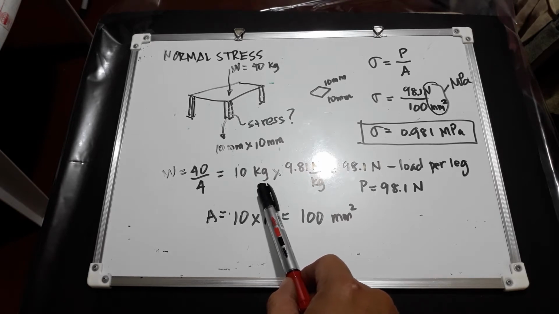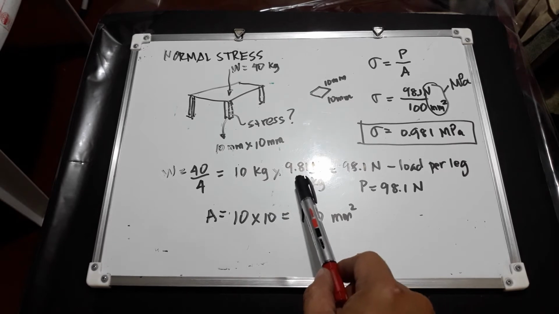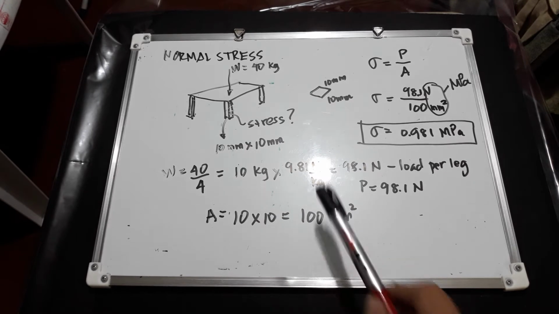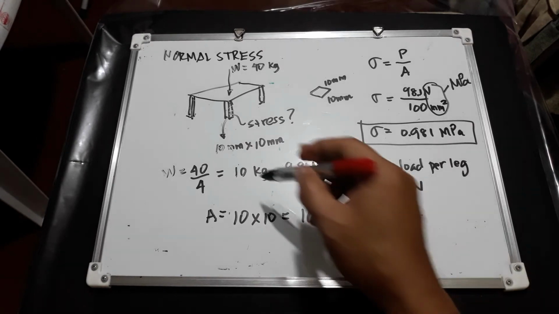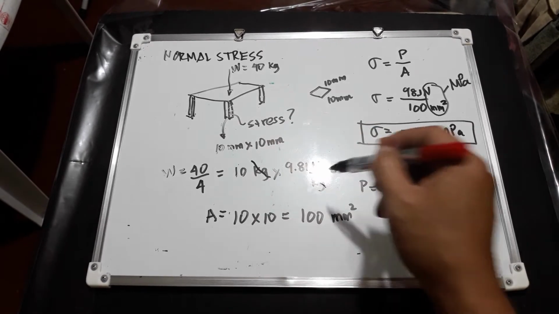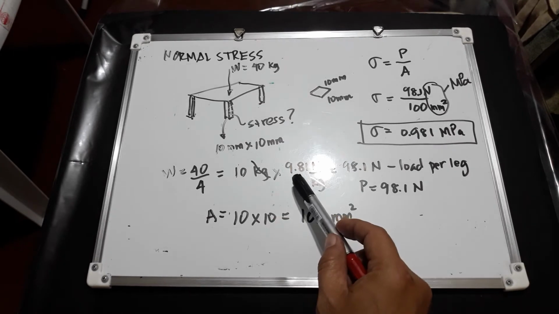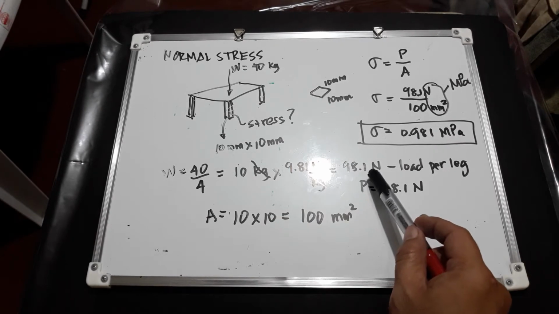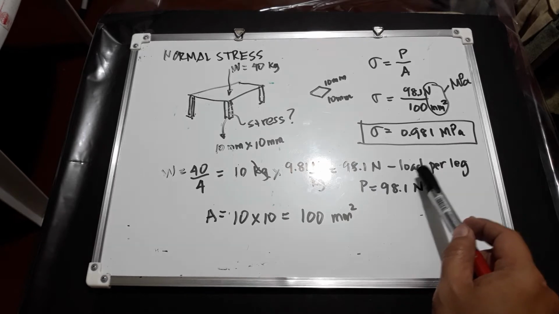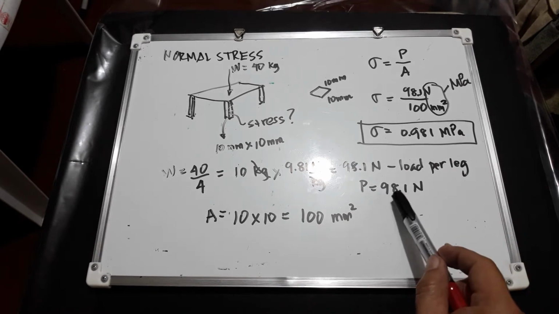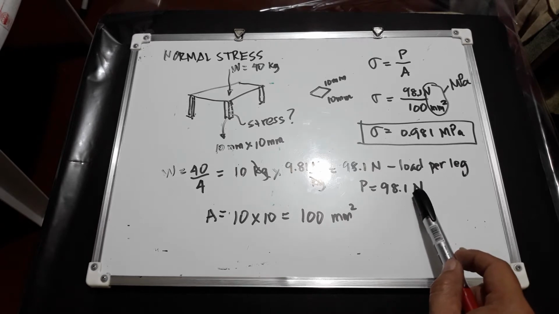But the unit for the load is supposed to be Newton. So we need to multiply the conversion factor 9.81 Newton per kilogram so that we can cancel out kilogram. So the answer would be 10 times 9.81, that is 98.1 Newton load per leg. So P is now equal to 98.1 Newton.